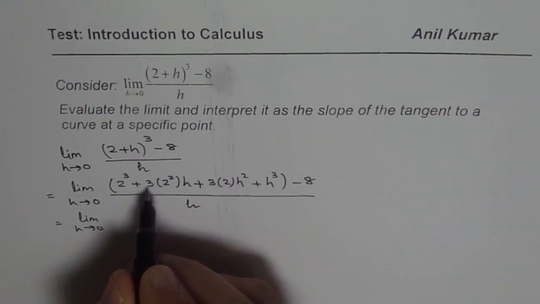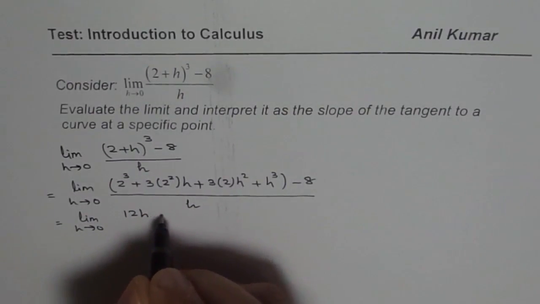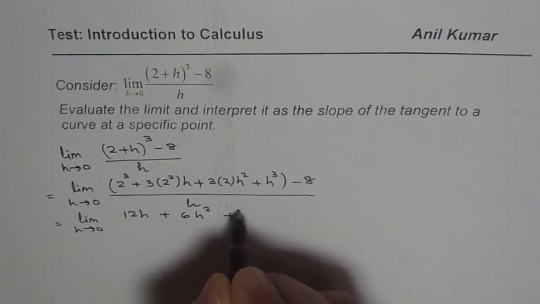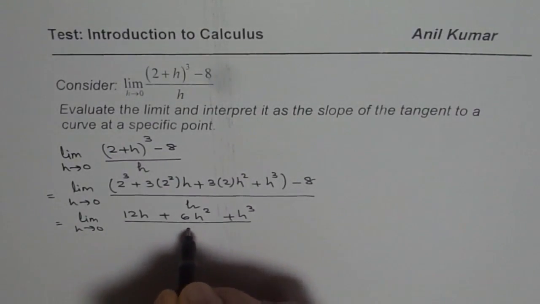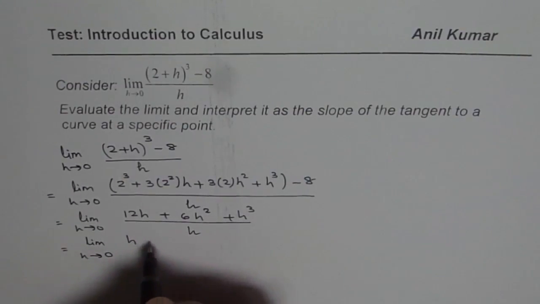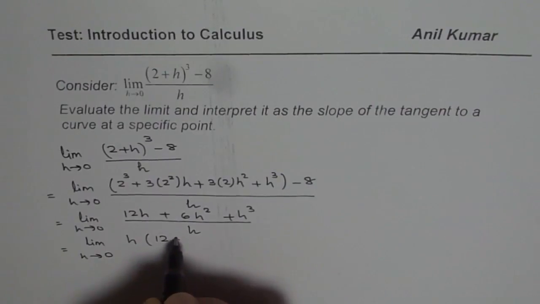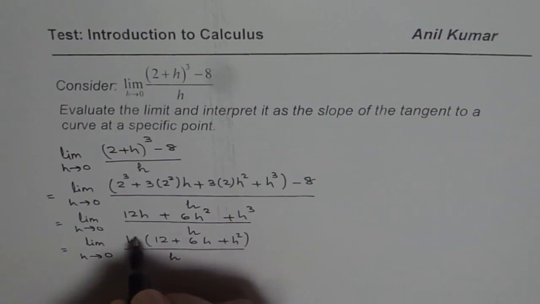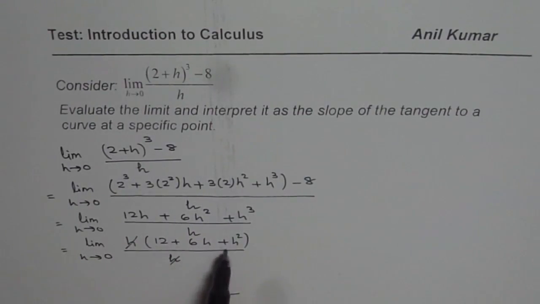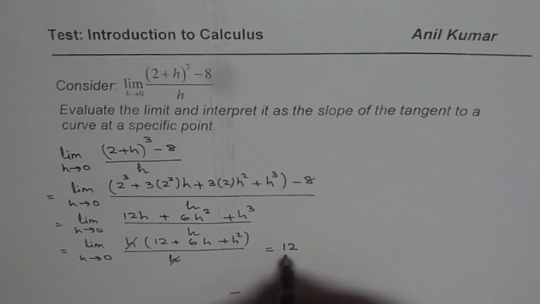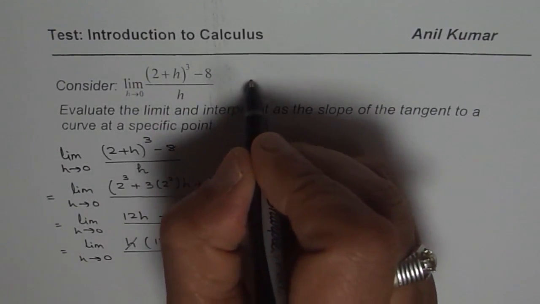So 2 square is 4. 4 times 3 is 12. So 12h plus 2 times 3 is 6, 6h square plus h cube, divided by h. Now you can take h common. So you get the limit as h approaches 0. If you take h common, you get 12 plus 6h plus h square, divided by h. Now h and h cancel out. So in this expression, you can now substitute h equals 0, and when you do that, you get your value as 12. So the limit of this function is equal to 12.